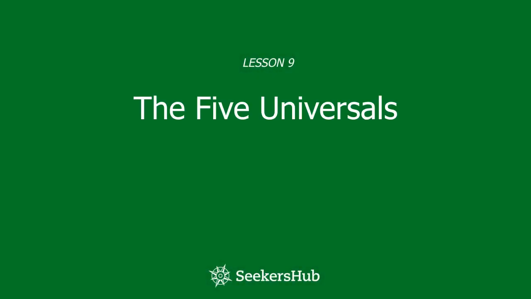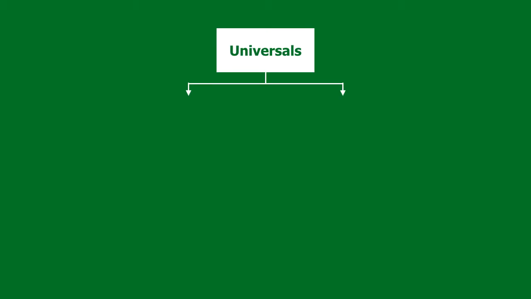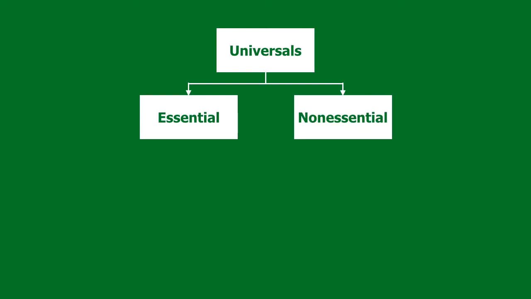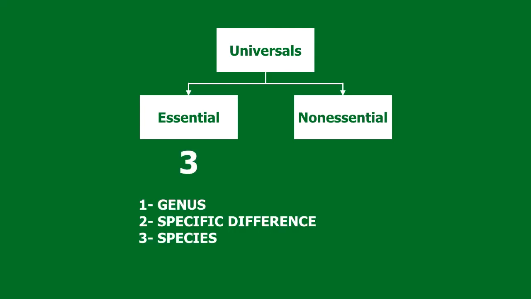Two lessons ago, we studied the five universals. We learned that universals are either essential, if they enter into the essence of the particular instances or the species of which they are universals, or they are non-essential, if they don't enter into the essence of the thing to which they are predicated. Essential universals we saw were three, namely the genus, specific difference, and species.